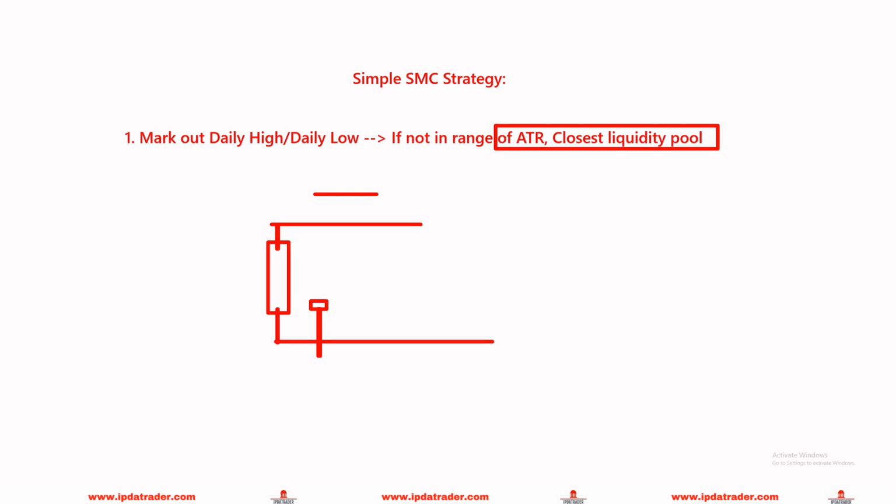Now, step number two is going to be wait for the sweep, which essentially means you're going to be waiting for one of the two sides to be cleared. Whether that's the high or the low, you're not concerned with that. Once you see that one of the sides has been taken, you want to look for an entry point and lower time frame confirmation to go long and target the other wick high in this case, which would be the daily high sitting over here.